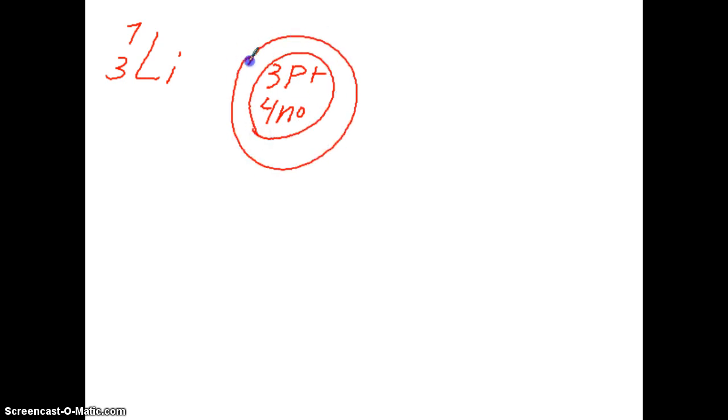And lithium's numbers in the periodic table are 7 and 3. So we would put 3 protons in the middle, 4 neutrons in the middle. That's our nucleus. And then our first ring would hold 2 electrons. And the next ring would hold our third electron. We have a total of 3 electrons, and the Bohr model for lithium is done.